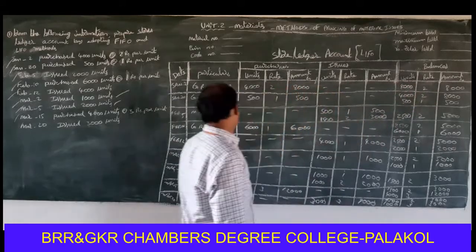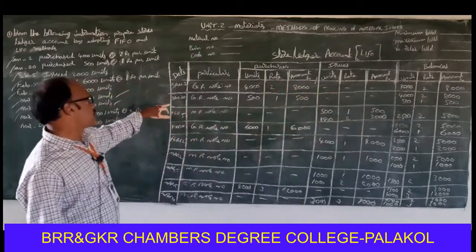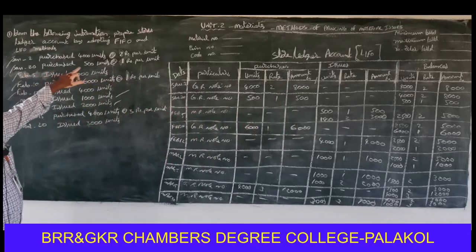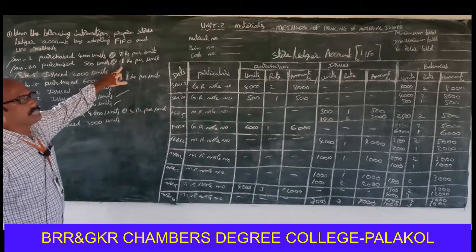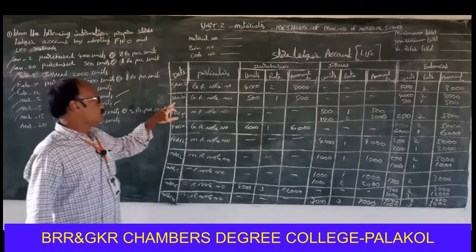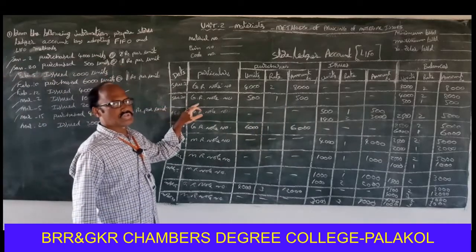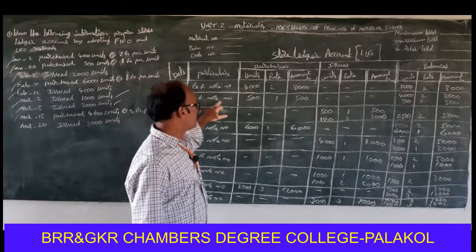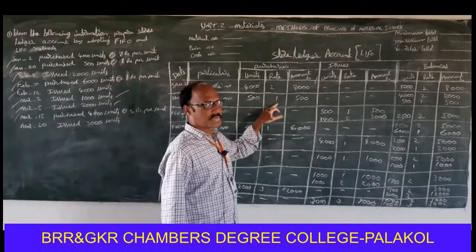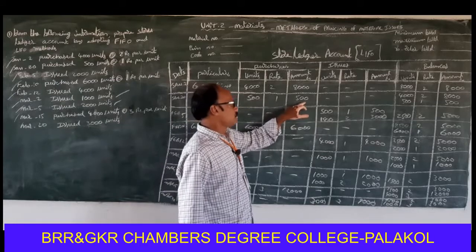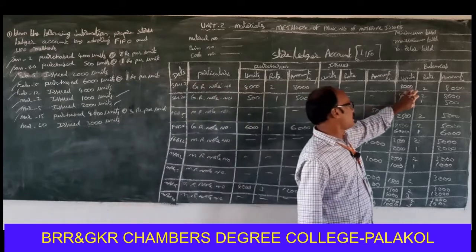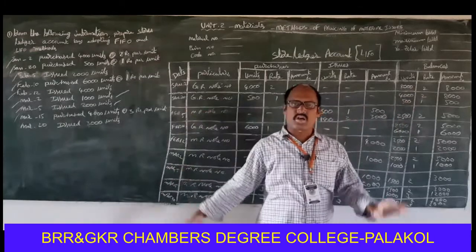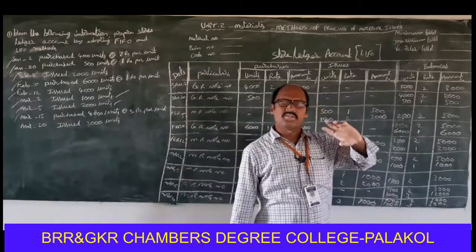Next, on January 20th we purchased 500 units at the rate of 1 rupee per unit. Purchases mean a goods received note. How many units purchased? 500 units at the rate of 1 rupee per unit, 500. So the stock is available at the end of January 20.